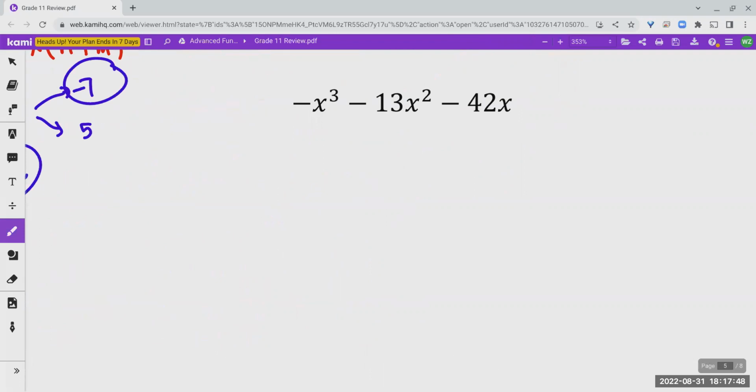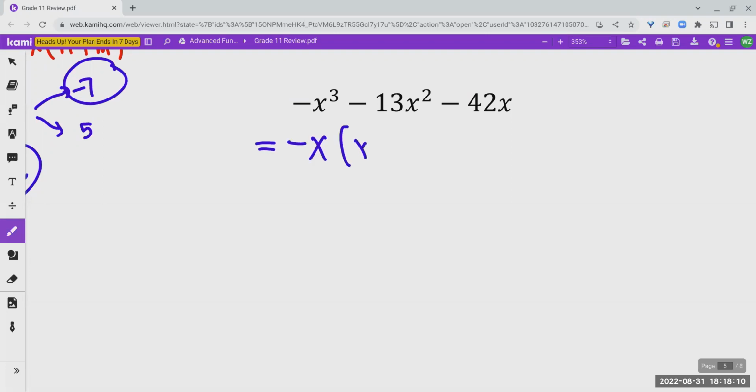Notice that everybody has an x, right? All the terms have an x. That is a common factor. You can just factor it out. Also notice that everybody's negative. Remember, you want the first term to be 1. Right now it's negative 1. That's kind of inconvenient, right? So why don't we just factor it out? So I'm going to factor out negative x.